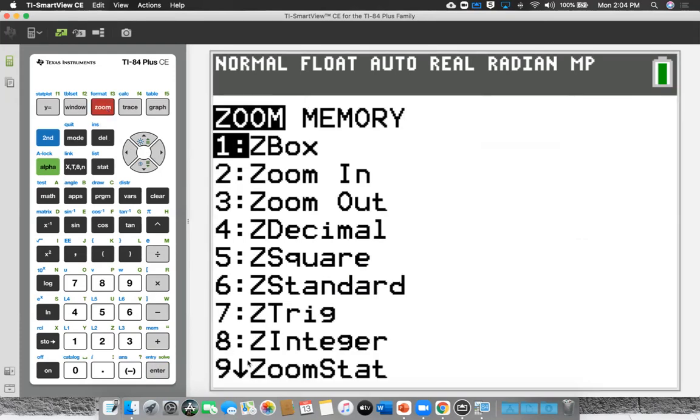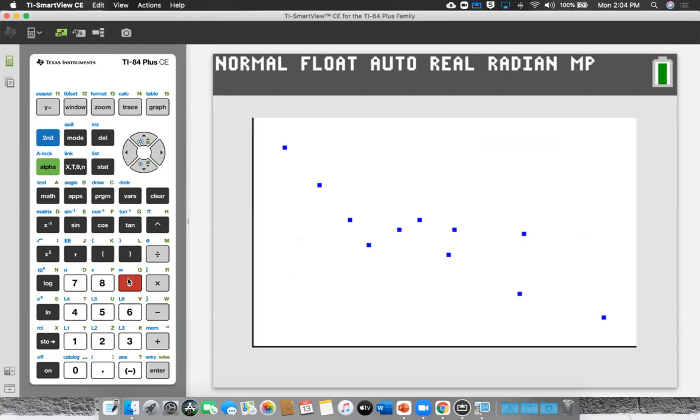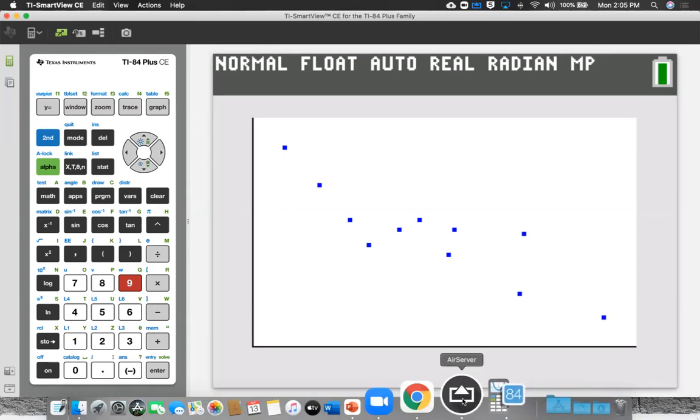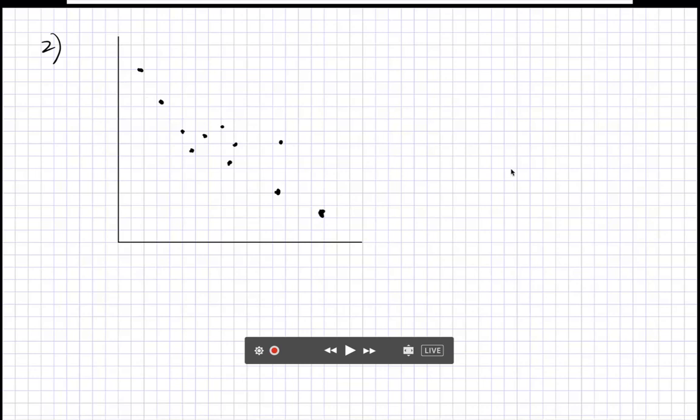I'm going to go to zoom stat. There you go. So what I need to see are those dots. I'm going to try to make the best picture I can. Bring it back here. Okay.